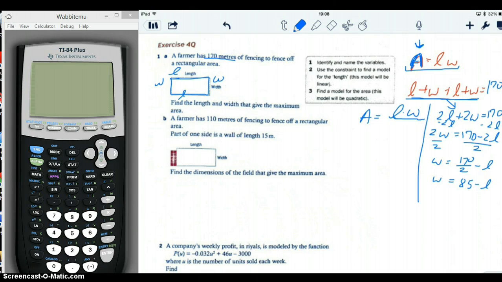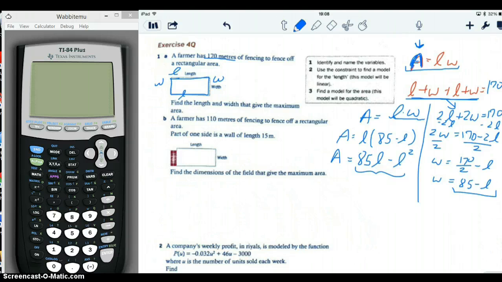Okay, now that we have this relationship, we can write A equals L times 85 minus L. And now we can look at multiplying this out, 85L minus L squared. So we know the area is equal to that.